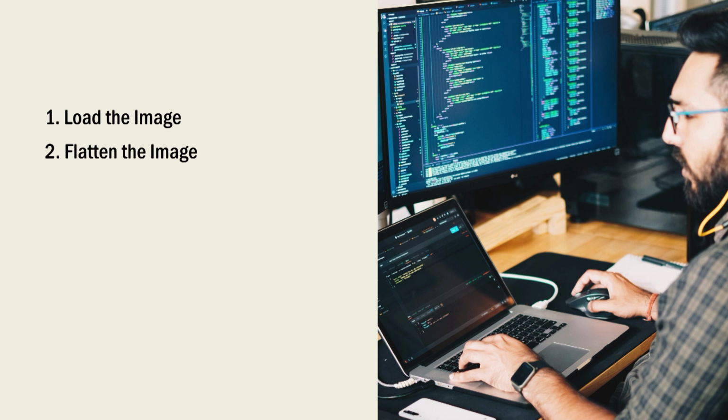Second, flatten the image. What does it mean? The image loaded by OpenCV is a 2D NumPy array, always in matrix form, but to calculate the histogram we need a 1D array containing all pixel intensities. So, we need to flatten it. We flatten the 2D array to convert it into a 1D array using the flatten method.